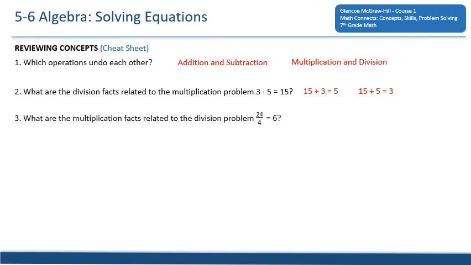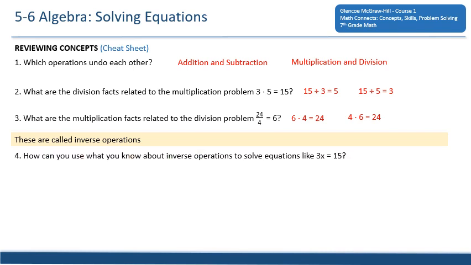What are the multiplication facts related to the division problem 24 over 4, or 24 divided by 4 equals 6? We could undo the division by saying 6 times 4 equals 24 or 4 times 6 equals 24. These are called inverse operations.